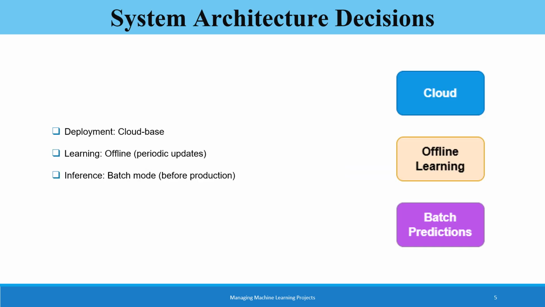For system design, I made three main decisions. First, I chose cloud deployment to centralize data and simplify retraining. Second, I use offline learning since the data changes slowly and periodic updates are enough. Third, predictions are made in batch mode, generating recommendations before each production run.